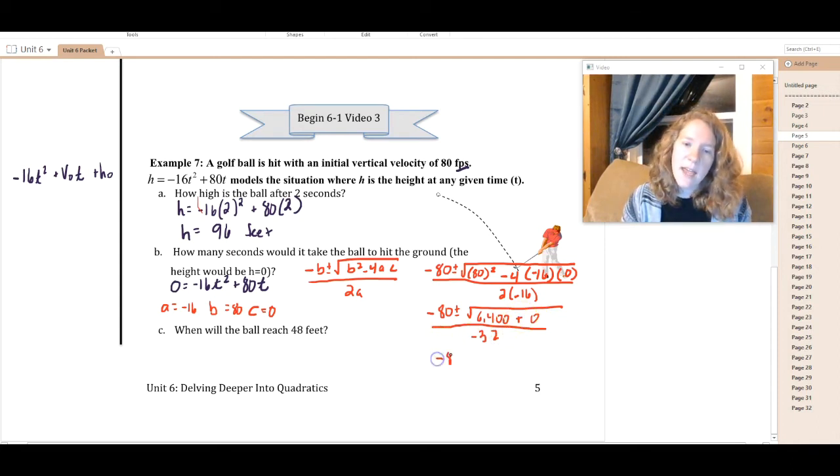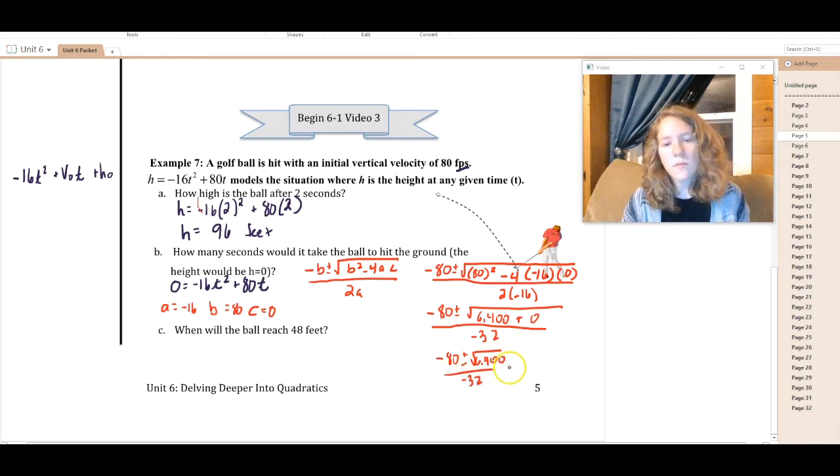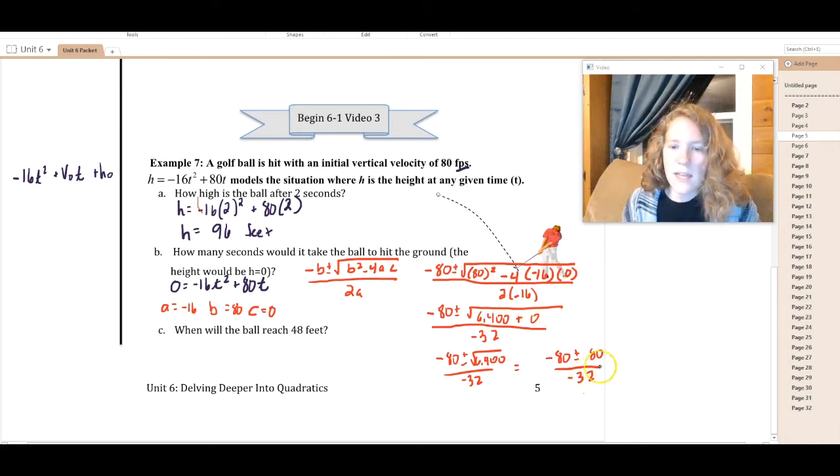Now, I have negative 80 plus or minus the square root of 6,400 over negative 32. The square root of 6,400 is 80. I know that because the way I got that 6,400 was by squaring 80. So I've got negative 80 plus or minus 80 all over negative 32. Now, because I had a perfect square under my radical, I've got to keep going to get actual answers. Plus, this is a word problem, so even if I hadn't had a perfect square, I would have kept going and gotten myself decimal answers.